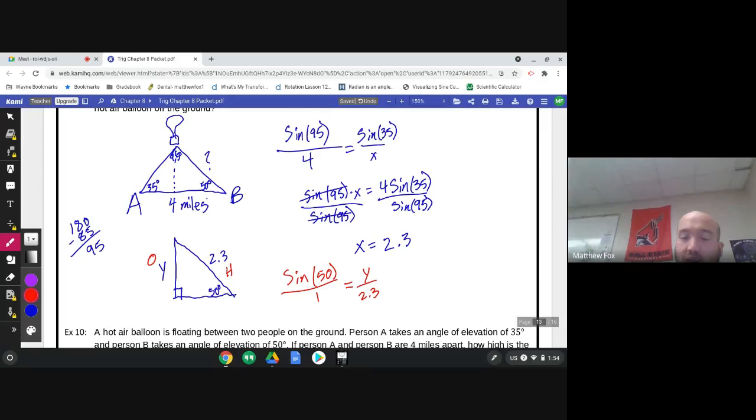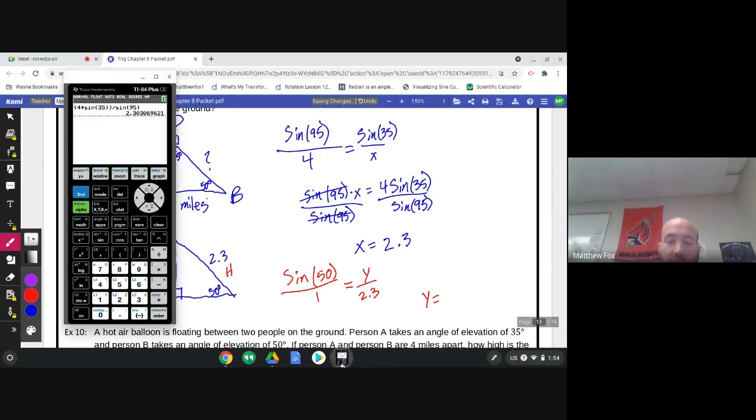We cross multiply, and we will get y to be 2.3 times the sine of 50. So 2.3 times the sine of 50. We hit enter, and 1.76. So if we round out, 1.8 miles into the sky. That's how high it is.